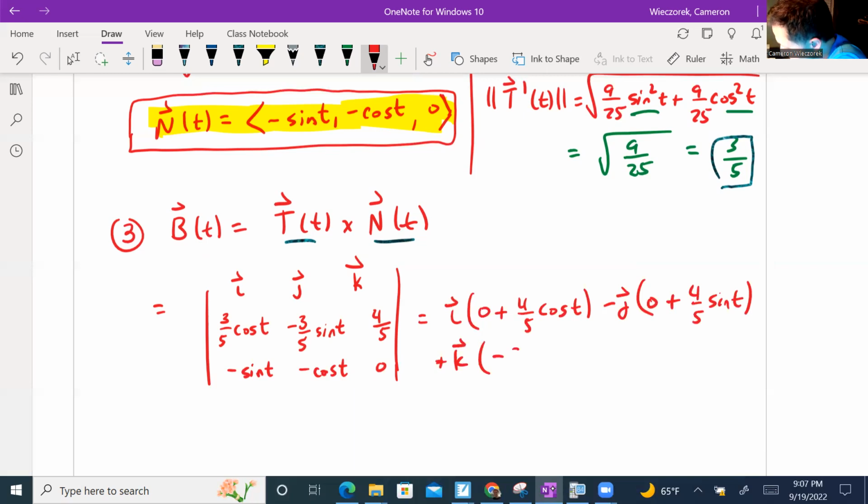Negative 3/5 cosine squared T, minus, so let's keep track of that. Minus is going to be minus. Odd number of negative signs. So this is why it's so important you write things out.